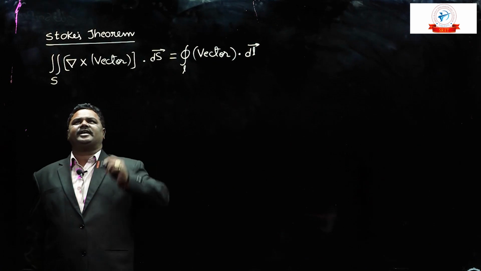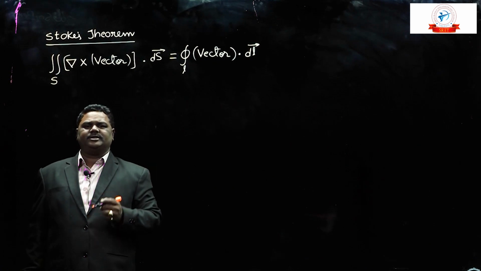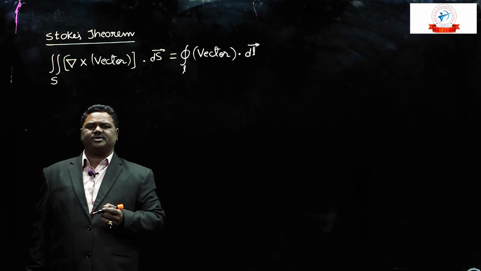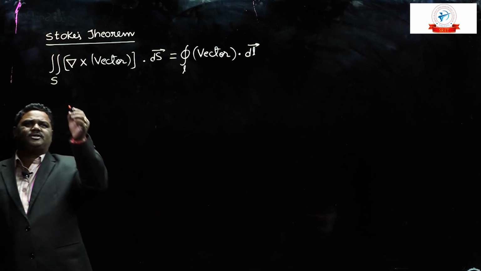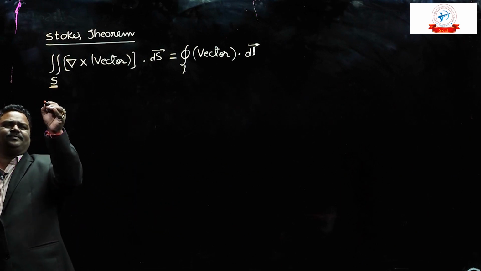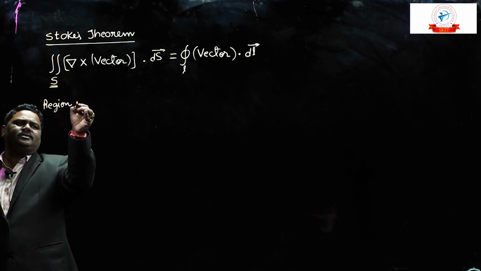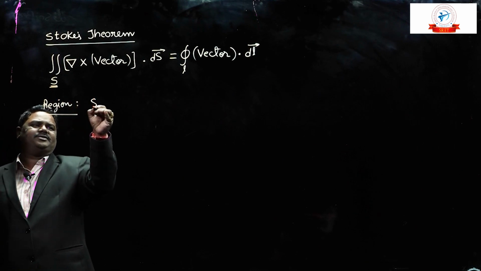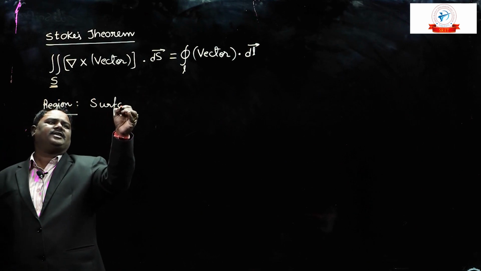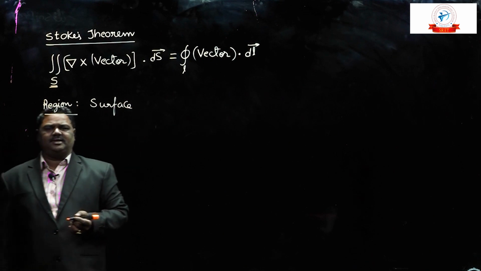Now consider the second theorem, Stokes theorem. Okay, so we have studied the divergence theorem. Now it is the Stokes theorem. So in the Stokes theorem, observe what is the region we have considered here. The region we have considered here is a surface, or we can say any finite surface is the region.